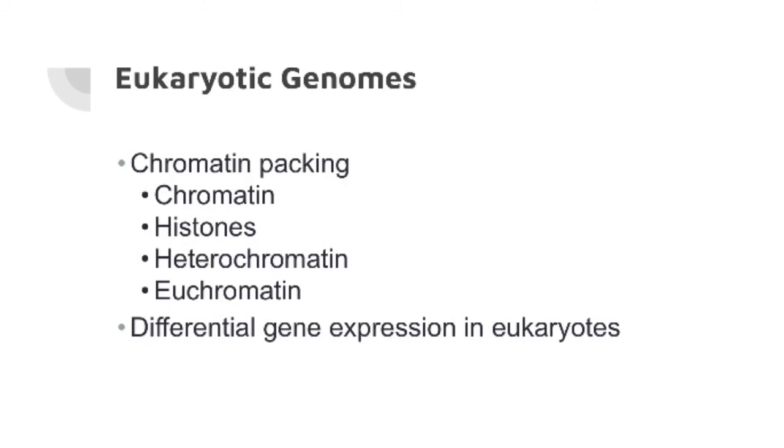Heterochromatin is tightly packed histones. Tightly packed histones prevent transcription enzymes from accessing the DNA sequence, so these genes are generally not transcribed. Euchromatin is loosely packed histones.